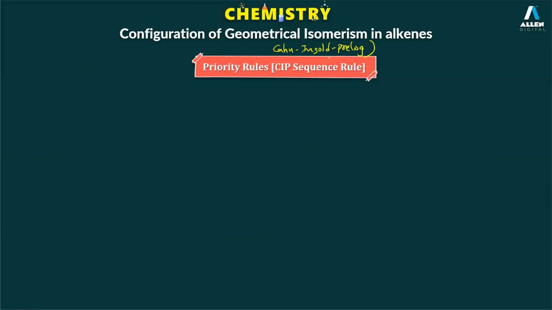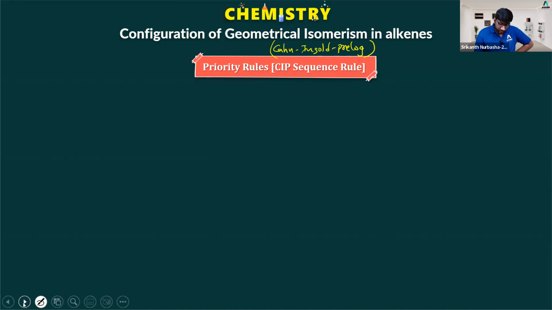Khan-Ingold-Prelog rules. Based on the CIP rules, you have to give the priority order. If the same high priority groups are on the same side, then you assign cis, similar to Z. If they are on opposite sides, you assign E, that is similar to trans.